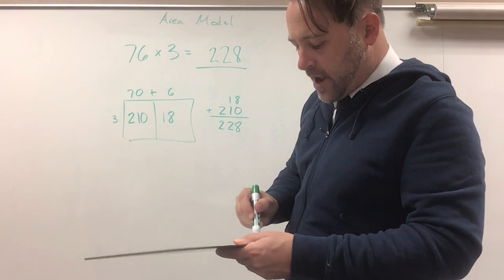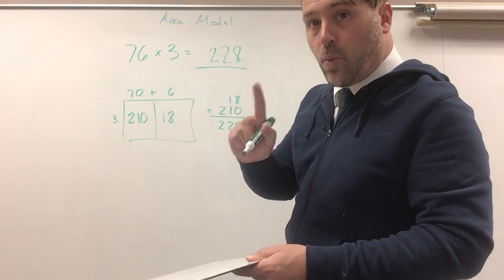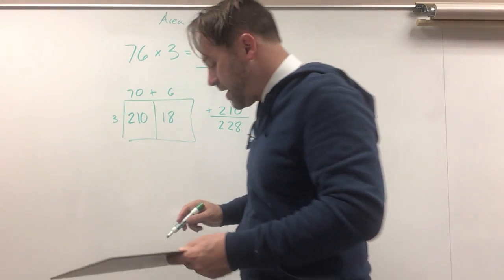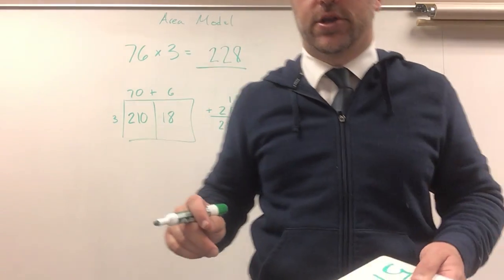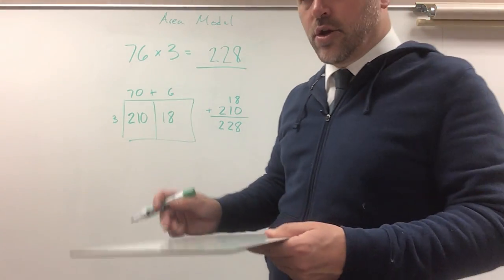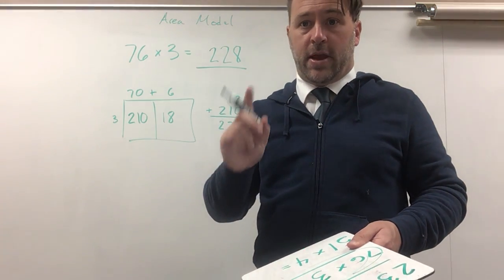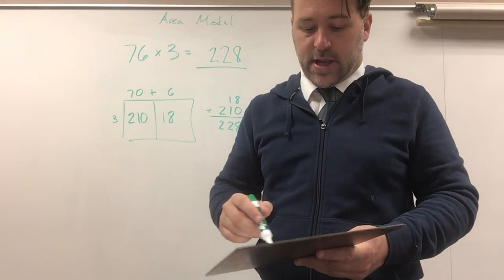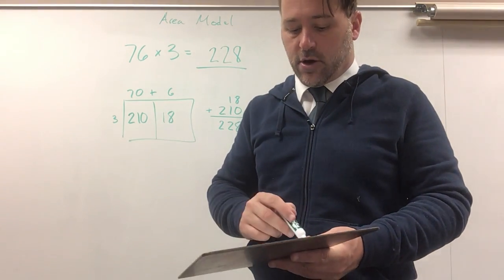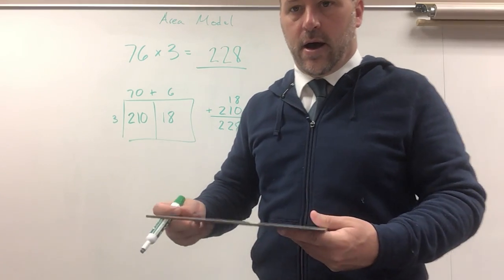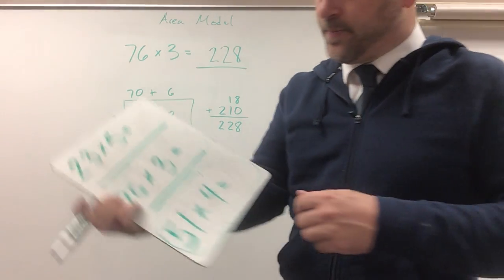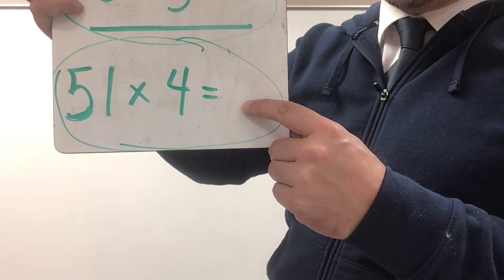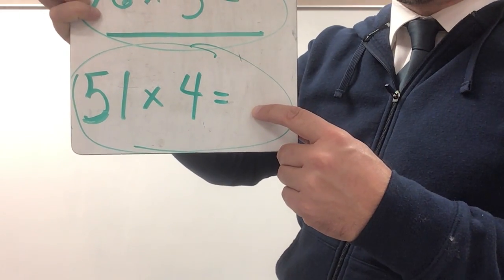Okay, here's going to be your assignment for today. One problem. I'll put an assignment on Schoology, and then just show me your work, show me how you did it, show me how you set it up, show me your boxes, show me how you added it at the end. But I just want to see one problem to get started, because we're going to be practicing these this week, all right? Do this one. 51 times 4. Go for it. Good luck. Catch you later.